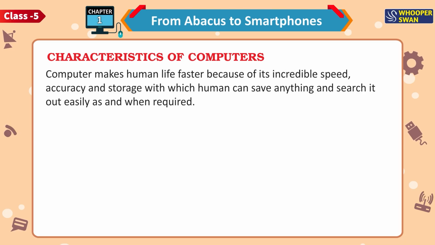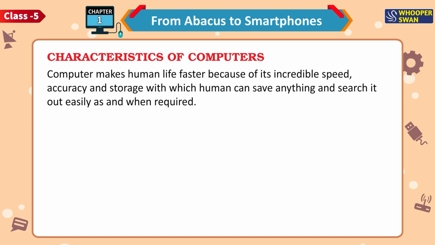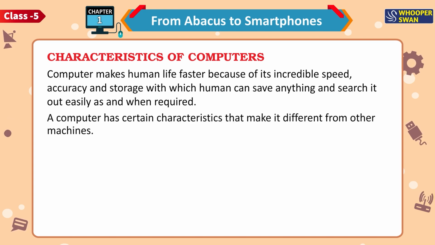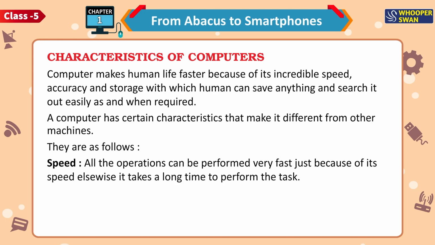Characteristics of computers. Computer makes human life faster because of its incredible speed, accuracy and storage with which humans can save anything and search it out easily as and when required. A computer has certain characteristics that make it different from other machines. They are as follows. Speed. All the operations can be performed very fast just because of its speed, otherwise it takes a long time to perform the task.